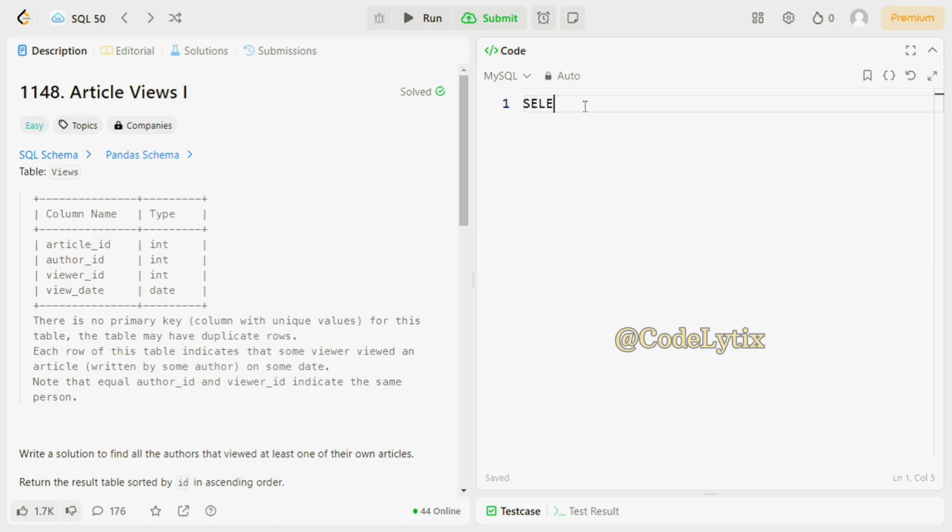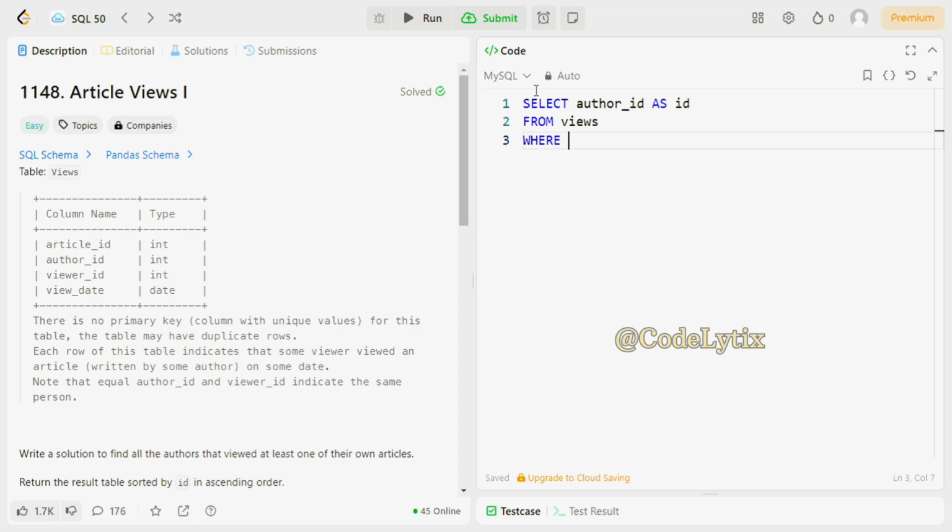I will write select. What we need is these authors. For author we have this author ID, so it's author ID, and here we have to use an alias since in the output we have been given the name ID only. Select from this Views table.